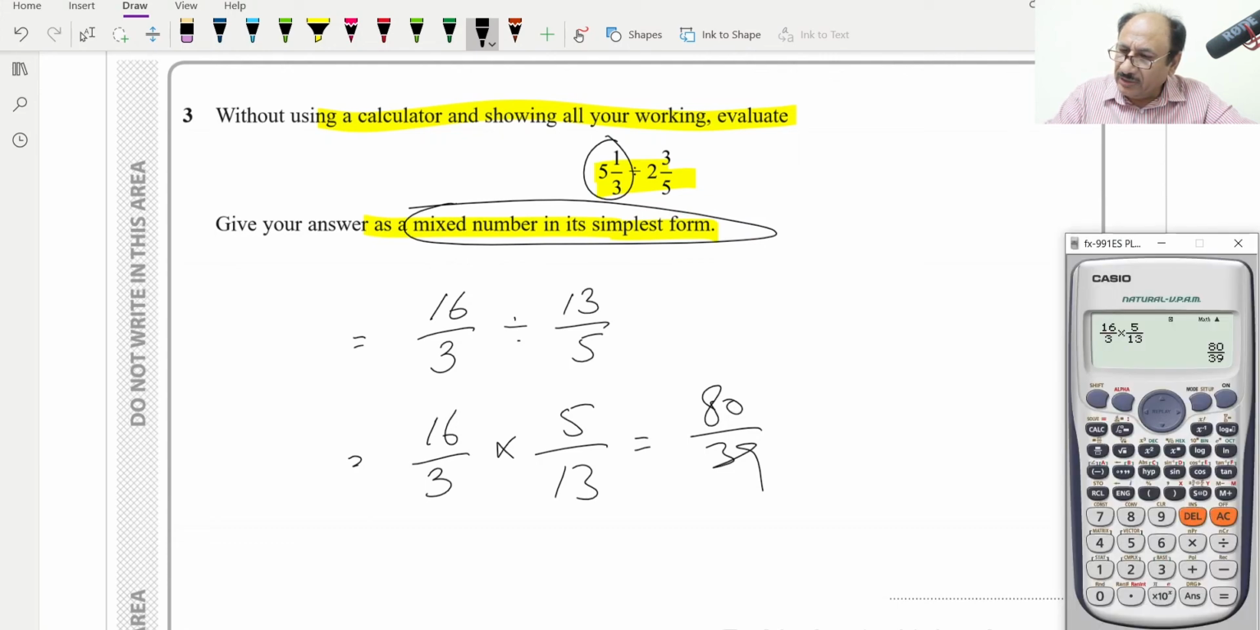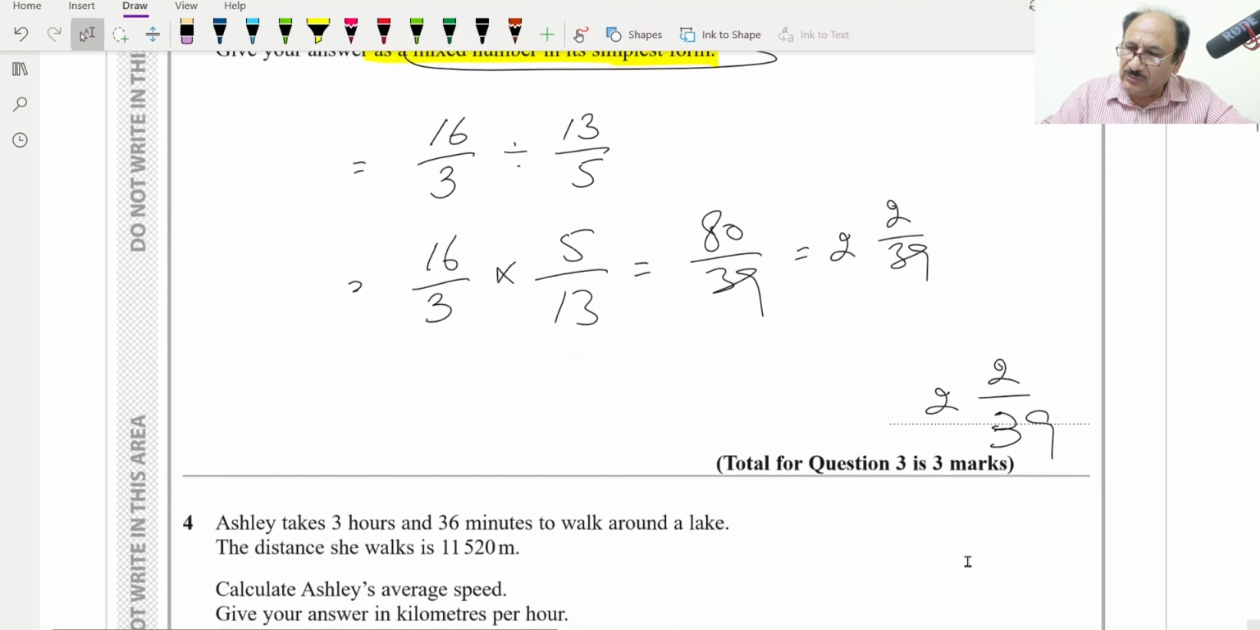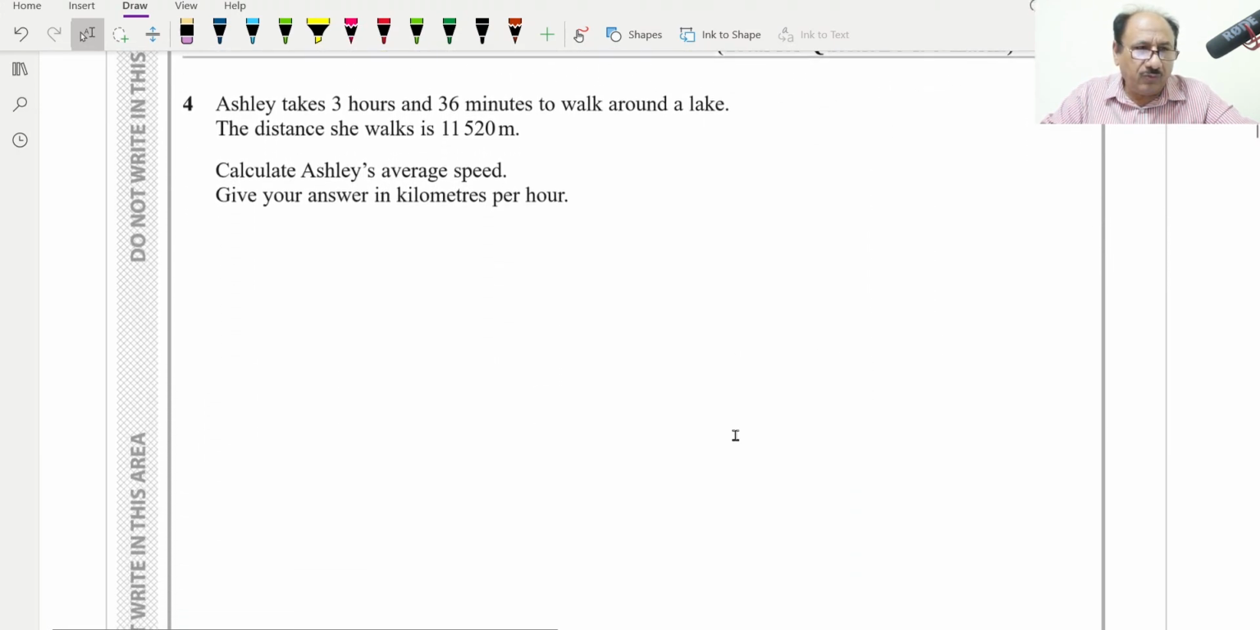But we need a mixed number in simplified form, so we will press shift and this button, and we will get the mixed fraction 2 whole 2 over 39. This will be our final answer for this question. I will rewrite properly. Okay, so this is done. Next comes question number 4.